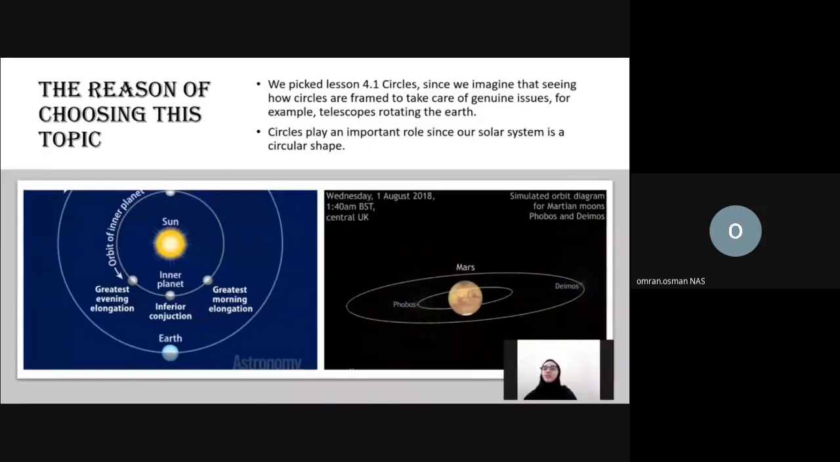The reason for choosing this topic: we picked lesson 4.1 circles since we imagined that seeing how circles are formed is important to take care of genuine issues. For example, telescopes rotating the Earth. Circles play an important role since our solar system is in a circular shape.